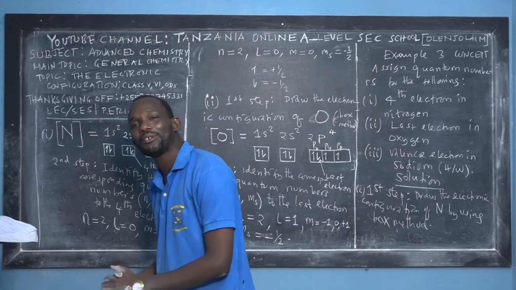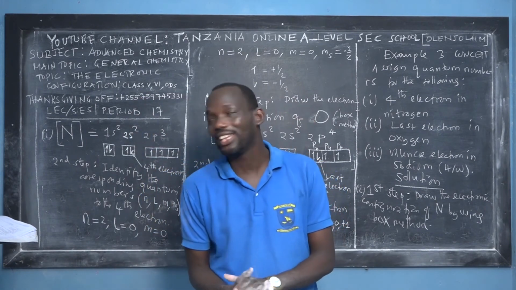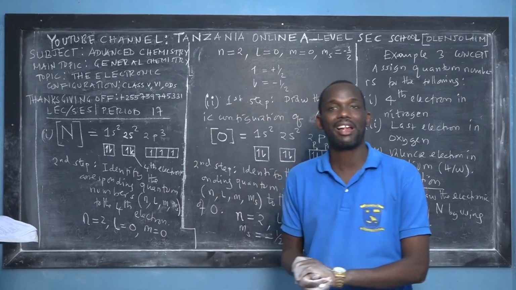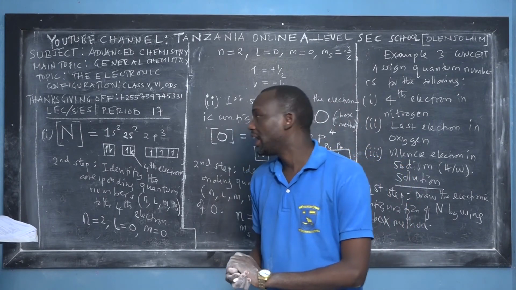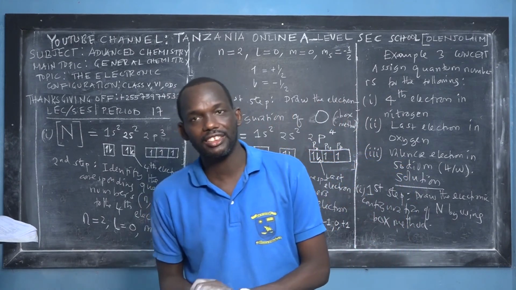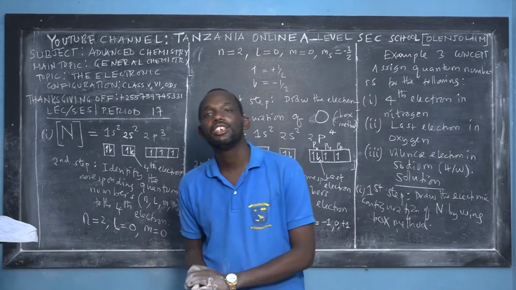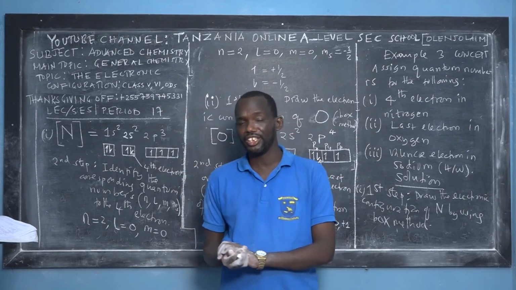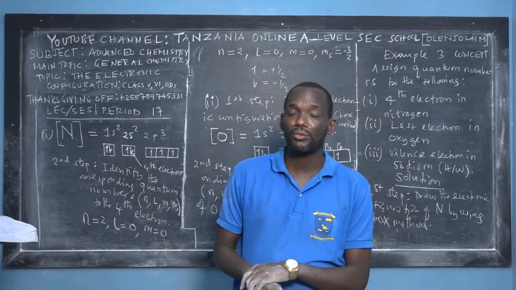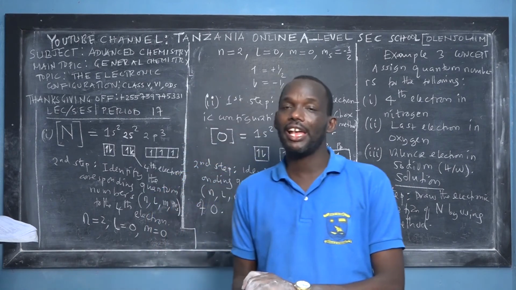So this is the end of lecture 17, on valence electrons and core electrons, that is, valence shells and core shells. There is much more about it, digging into the concepts of electronic configuration. This is the end of the lecture.